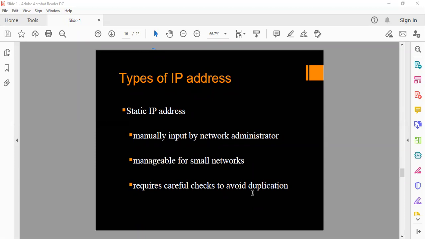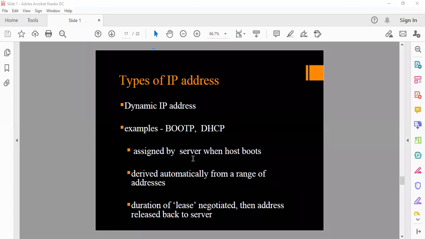While in dynamic IP addressing there is no duplication of IP addresses. In dynamic IP addressing, as we said, protocols like BOOTP and DHCP assign the IP addresses dynamically to any users.